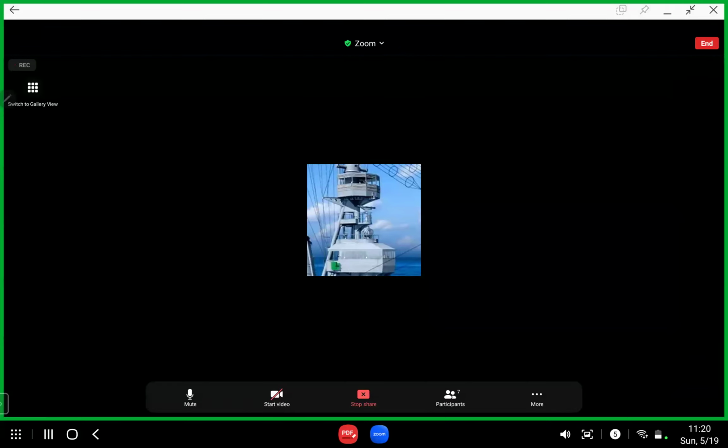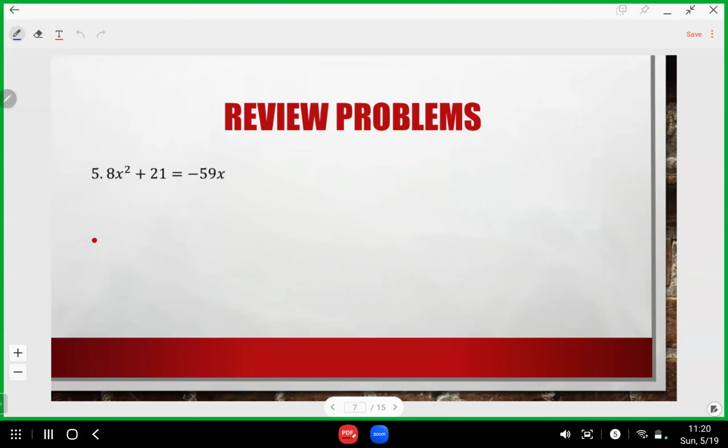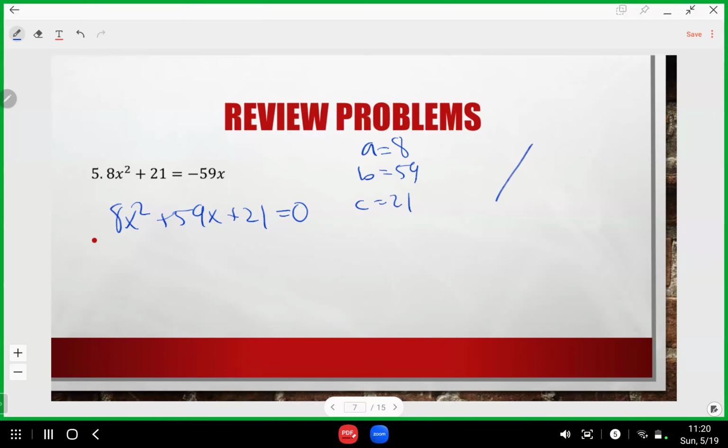So you need to move the 59x to the other side. So here we are. A is equal to 8, B is equal to 59, C is equal to 21. Let's find the factors of A. Let's say 2 and 4 first. We can try those first. And then next, find the factors of C. Let's just say 7 and 3.